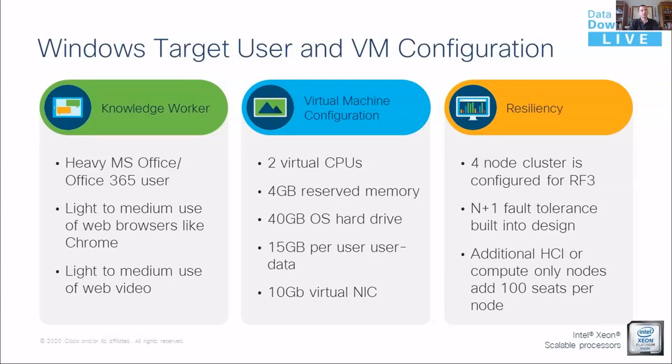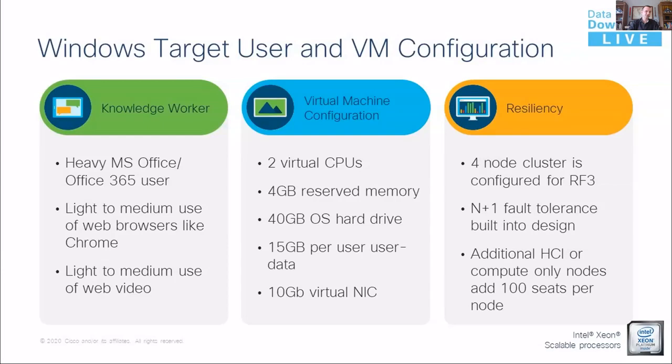The virtual hardware that we specified is essentially 2 virtual CPUs, 4 gigs of reserved memory, a 40 gig OS, giving 15 gigs of user data, so things like that users would save in My Documents or save to their desktop. I'm laughing because I was thinking about some end user experience challenges in the past about customers saving items to their desktop. And then also the resiliency factor.